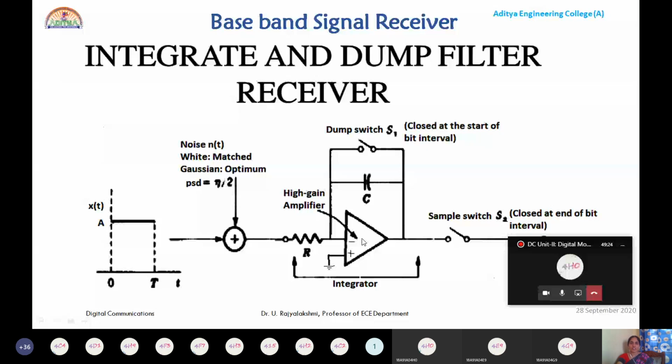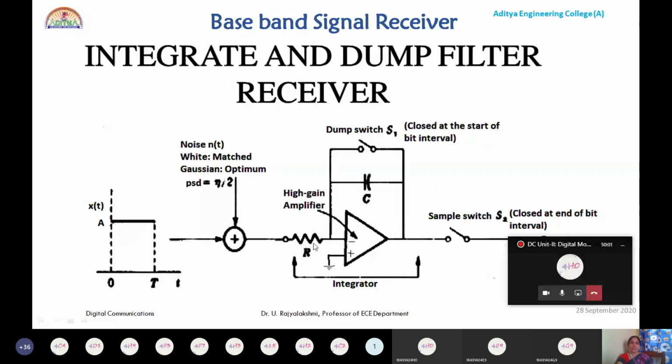You know that any kind of receiver consists of a low pass filter followed by a decision device. And here 2 switches are used: one is called the dump switch and the other is the sample switch. Here the IC is the 741 IC. I think in linear ICs you know the importance of IC 741. It is the best used operational amplifier, which can be used for a variety of applications.